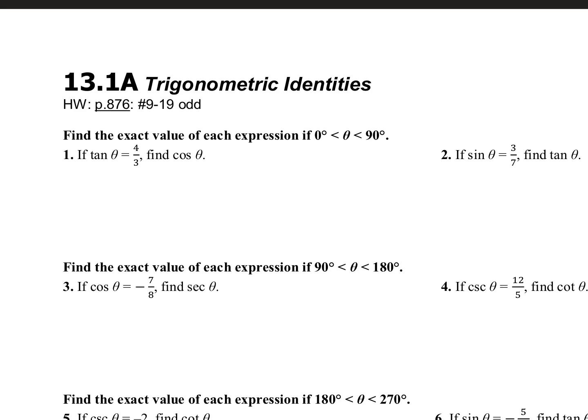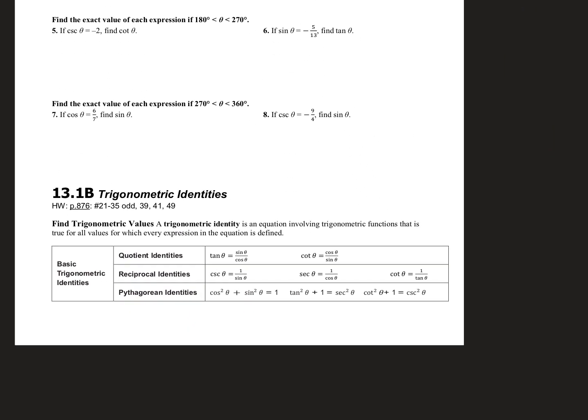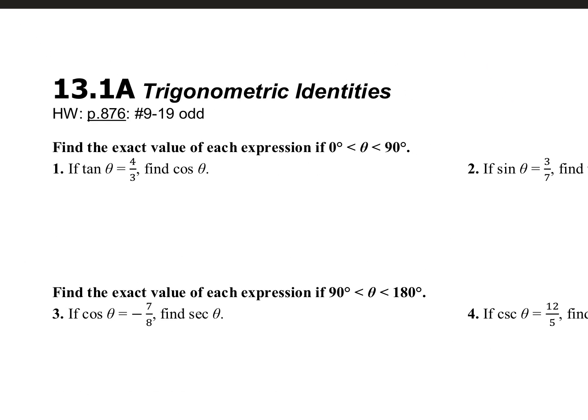For 13.1a, there is a way to solve these problems using the Pythagorean identities that you'll learn in 13.1b. But I think there's an easier way to do these if you can remember the bow tie rule. So the bow tie rule tells you how to draw a triangle depending on which quadrant you're in.